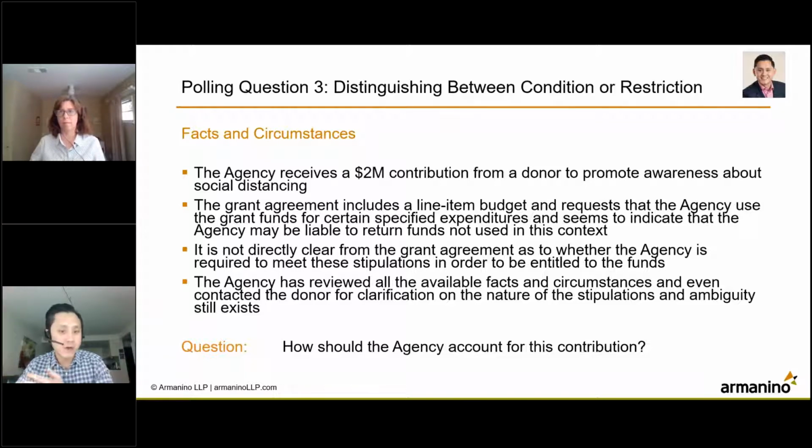The agency has reviewed all the facts and circumstances. They've contacted their donor for clarification, and some ambiguity still exists. So this is an example where it's a bit hard to tell if it's a condition or a restriction, and there's a line item budget in there that's causing some of this confusion as to whether or not they need to follow that budget in order to be entitled to the funds. So the question is, how should the agency account for this contribution?